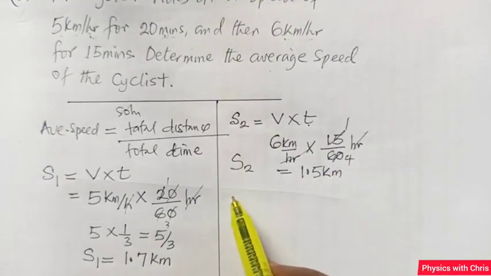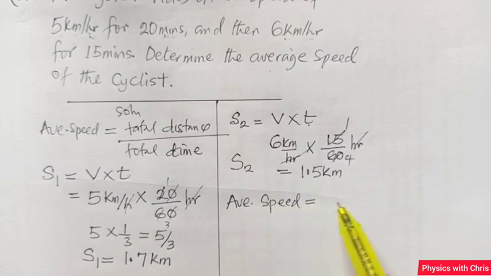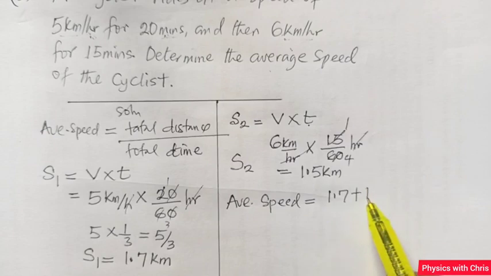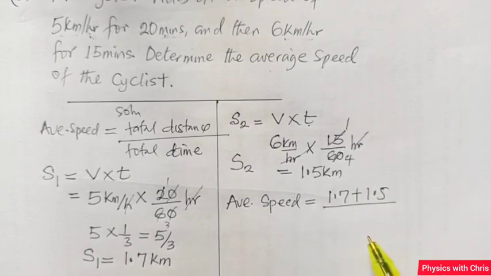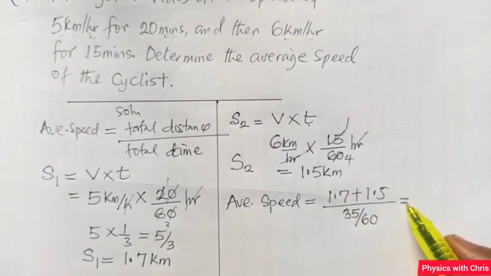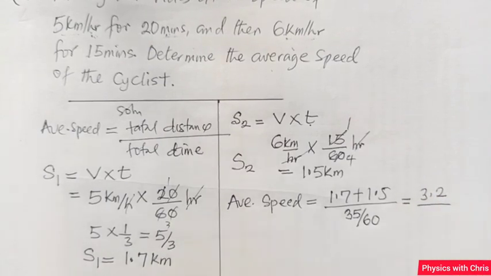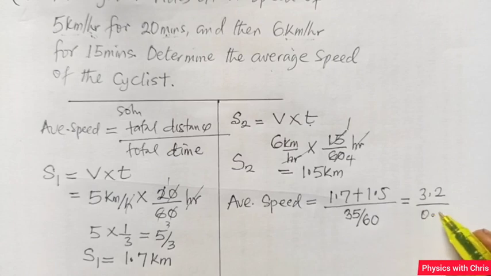So the average speed of the cyclist, which the question wants us to determine, is now total distance, 1.7 plus 1.5, over total time taken, which is 15 plus 20. That gives me 35 minutes. 35 minutes must be changed to hours if I want the answer in kilometers per hour. So I have 3.2 divided by the time. I divide 35 by 60, and I have 0.58583.